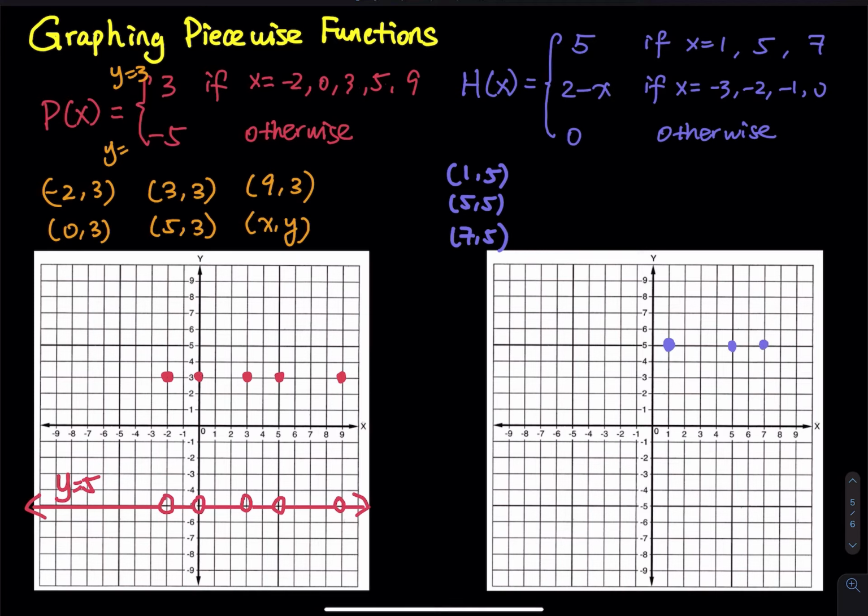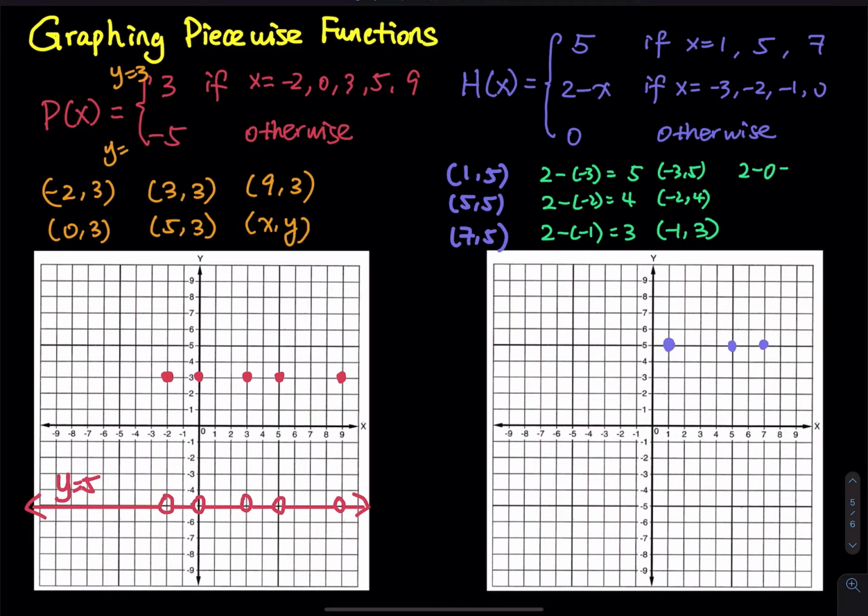There you go. And then the second one is h of x equals 2 minus x if x equals -3, -2, -1, and 0. Let's use another color to do it. When x equals -3, we have 2 minus -3, that equals 5, right? So we have a point -3, comma 5. When x equals -2, 2 minus -2 is 2 plus 2 equals 4. So x equals -2, y equals 4. When x equals -1, 2 plus 1 equals 3. x equals -1, y equals 3.